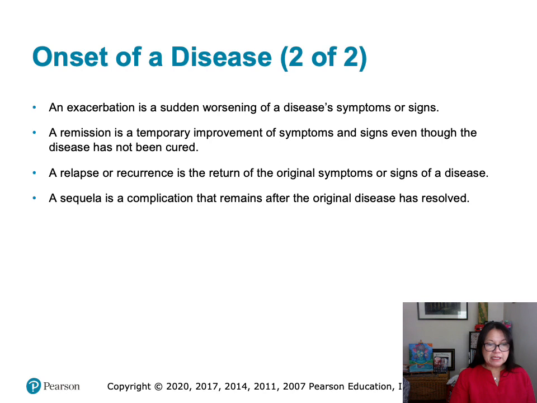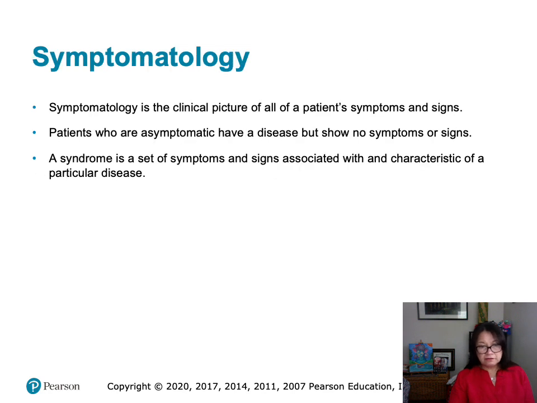An exacerbation is a sudden worsening in the severity of a disease's symptoms or signs. Conversely, a remission is a temporary improvement in the symptoms or signs of a disease, even though the underlying disease has not been cured. A relapse or recurrence is a return of the original symptoms or signs of disease. A sequela is a complication that is caused by the original disease and remains after the original disease has resolved.